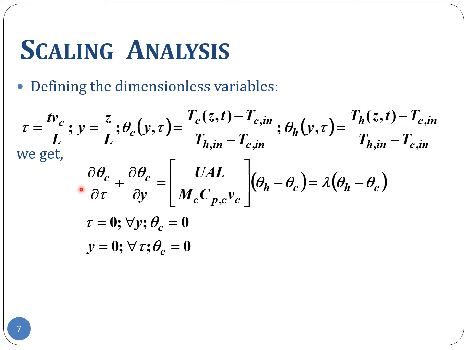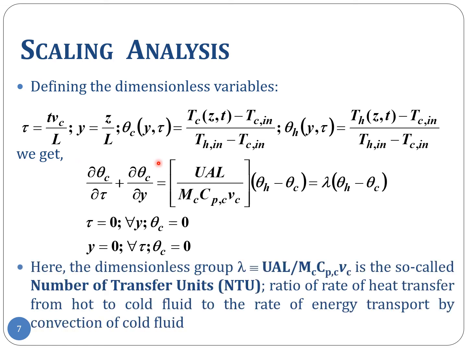Now this is a first order partial differential equation, and this is typically called the forcing function, and this is the homogeneous part of the equation. And here this lambda is a dimensionless group. This is typically indicated as the number of transfer units. This captures the rate of heat transfer from hot to cold fluid relative to the rate of energy transport by convection of the cold fluid.